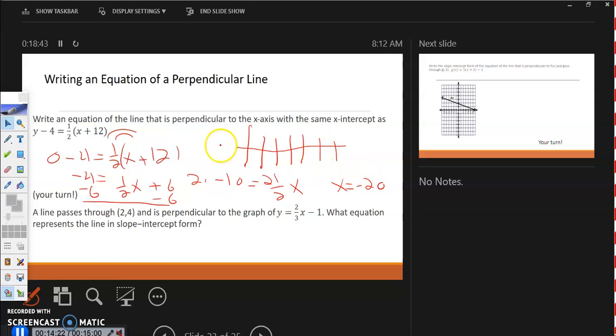So again, since we cross at negative 20, this is going to be a vertical line. So it's going to be a vertical line that passes through negative 20. So our final equation is actually going to be x equals negative 20.